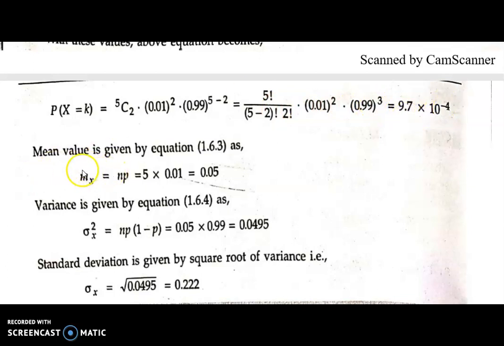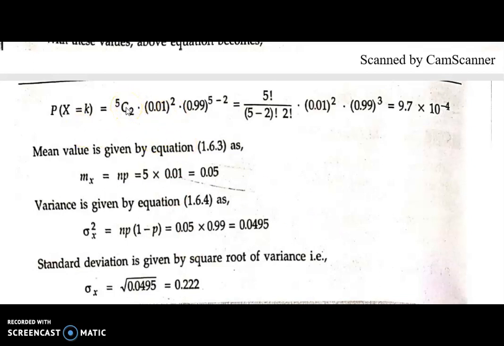They also asked you for the mean, which is given by the formula n into p, which is 5 into 0.01. The answer is 0.05. The variance for the binomial distribution is np into 1 minus p. n is 5, p is 0.01, so 1 minus p is 0.99. Multiply, you will get the answer 0.0495. The standard deviation is also asked, so find the square root of the variance. You will get 0.22 as the answer.